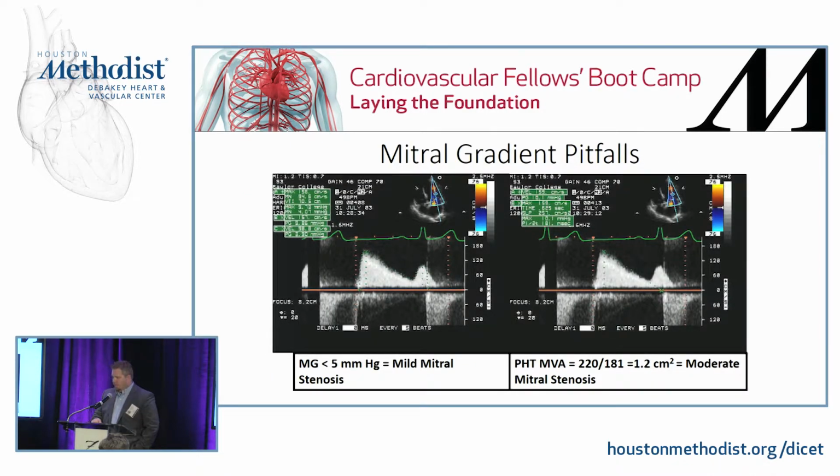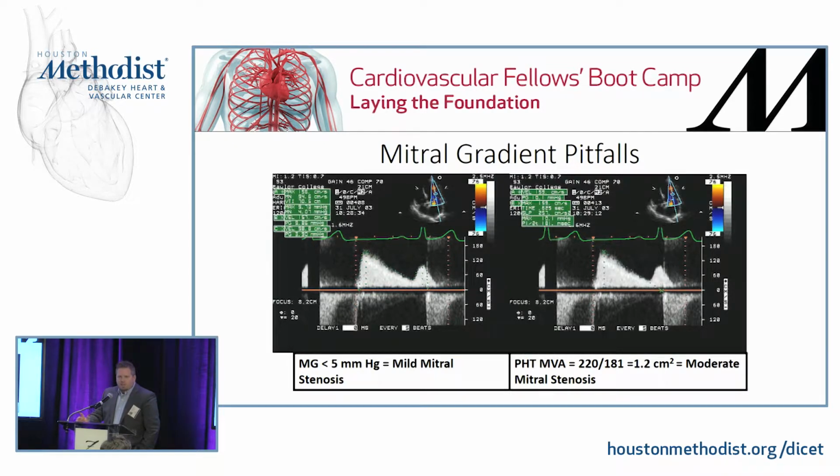So here's an example of how we do that. You get your continuous wave Doppler profile, you trace that out, you get a mean gradient of 5, so no big deal, mild mitral stenosis. But while we're here, why don't we go ahead and check another way to determine if we have severe mitral stenosis, or just grade the mitral stenosis. Let's do a pressure half-time. So we can take the same tracing, do a pressure half-time, and we take 220 and divide that by the pressure half-time, and now we get 1.2 centimeters squared, which would be moderate mitral stenosis.